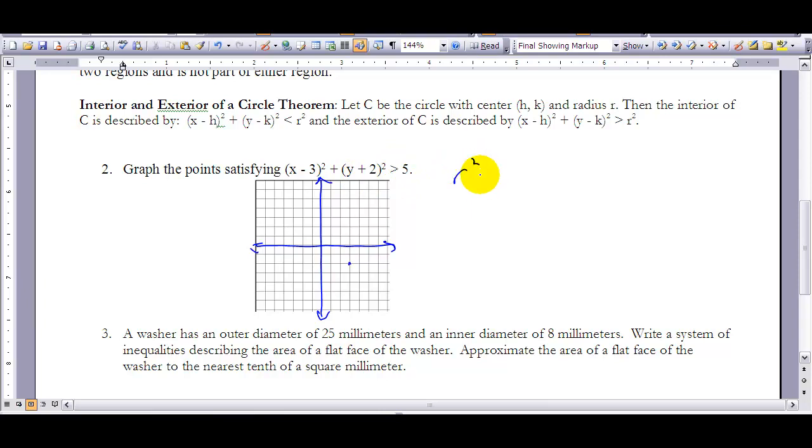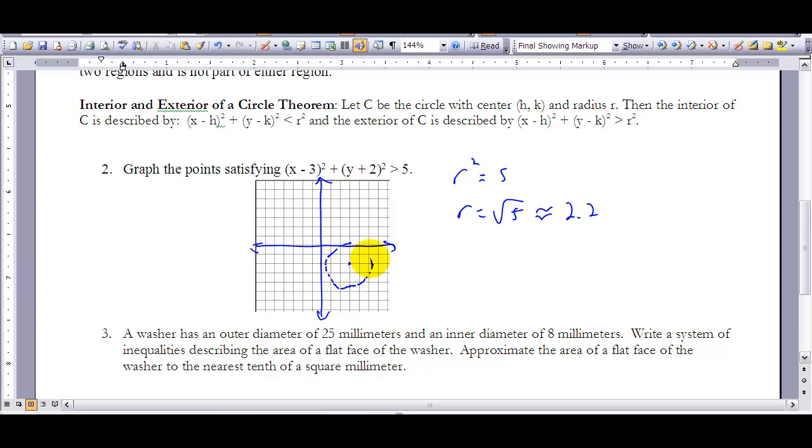So if the radius squared is equal to 5, that means that r is equal to the square root of 5, which is approximately equal to 2.2, a little bit more than that. But 2.2 will work for this purpose. So from this point, just to get an idea what that circle looks like, I'm going to go approximately 2.2 units in this direction, 2.2 units up, 2.2 units to the left, and 2.2 units down to get 4 points to help me get a gauge of what my circle looks like.